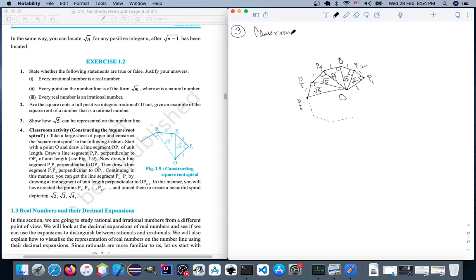This is a classroom activity for constructing the square root spiral.